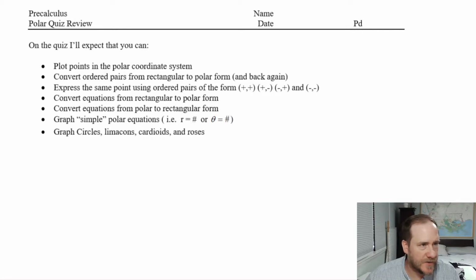Looking here, here's a list of all your objectives: plot points, convert points, give me multiple points that represent the same location, convert equations back and forth, rectangular to polar, graph simple polar equations like r equals a number, theta equals a number, but also be able to graph more complicated ones like circles, limacons, cardioids, and roses. Yeah, that's about it. Except, of course, for this bullet, solve systems.